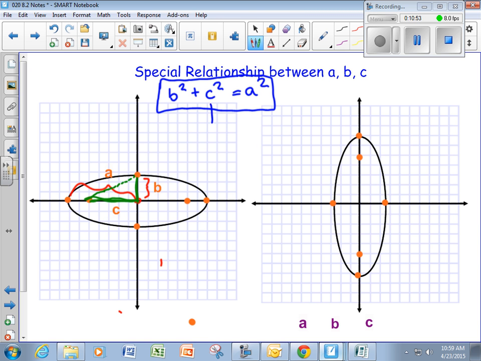So if you actually solve this backwards for c, we know c squared is equal to a squared minus b squared. So different from our typical Pythagorean relationship. We could show the same thing over here and we would get the same idea. I just wanted to at least give you a picture of that.